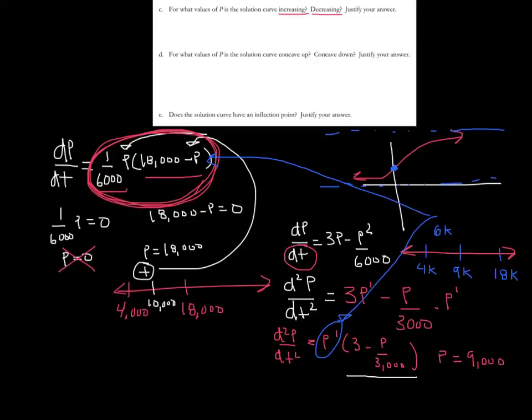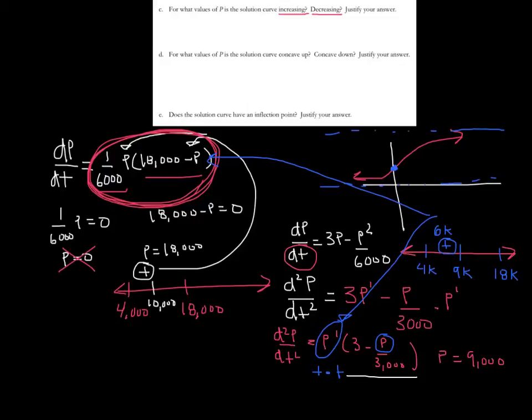So what do we have so far? A positive number, and then when you plug in 6,000 into this P right there, you get 6,000 over 3,000, which is 2. 3 minus 2 is 1. That's a positive number, so what do you get? A positive times a positive, that is a positive. So the graph is concave up from 4,000 to 9,000.